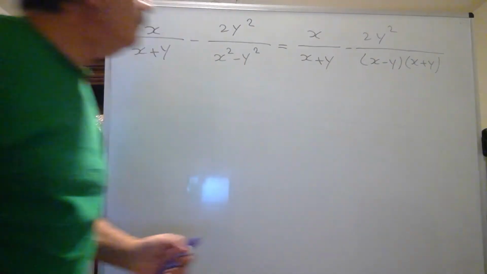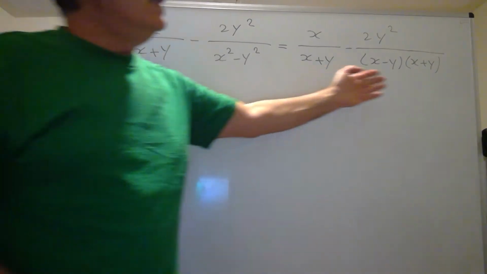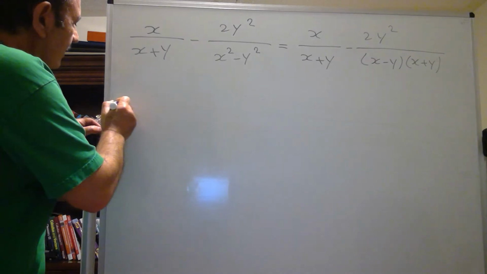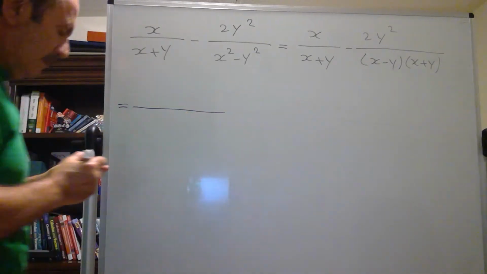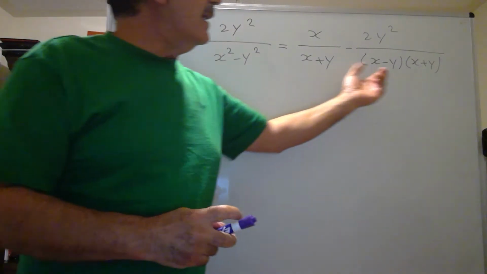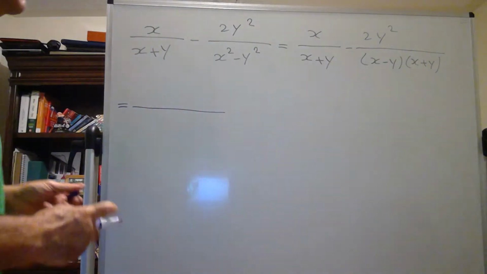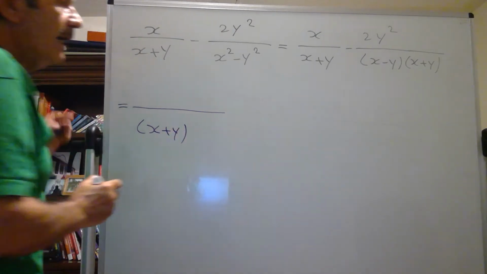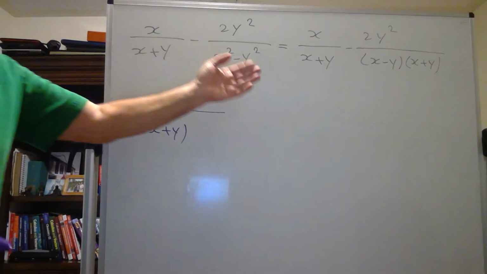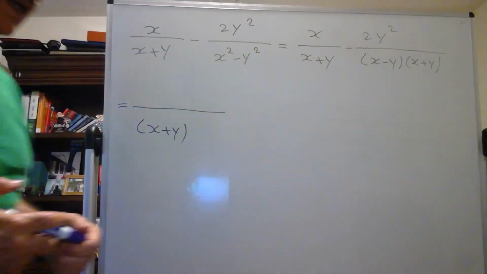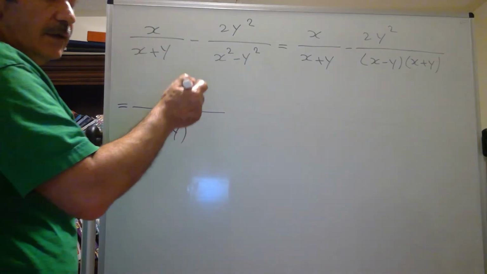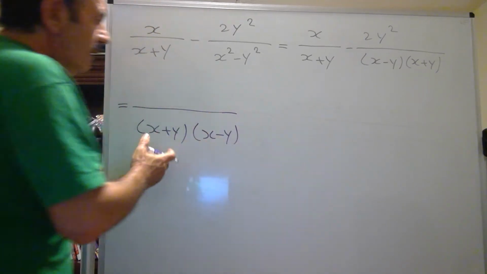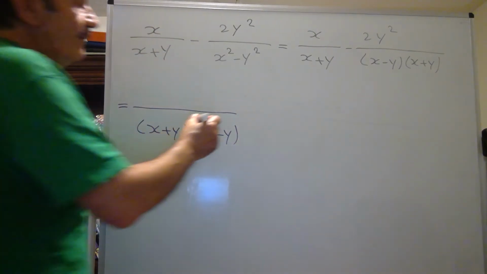Now, what is the LCM between these two? The LCM is the common and uncommon factors with the greatest exponent. Okay, x plus y and x plus y are common, so we pick only one of them, x plus y, and the greatest exponent is 1. And x minus y is the uncommon factor, so we should pick this one as well.